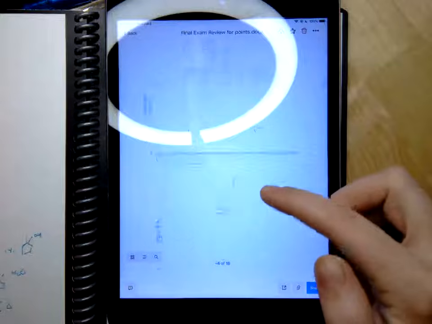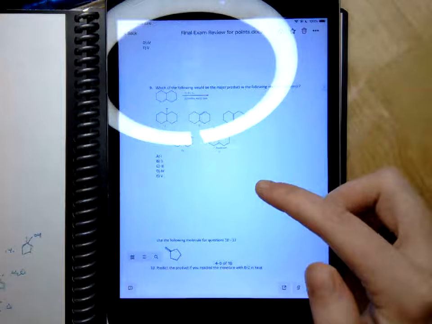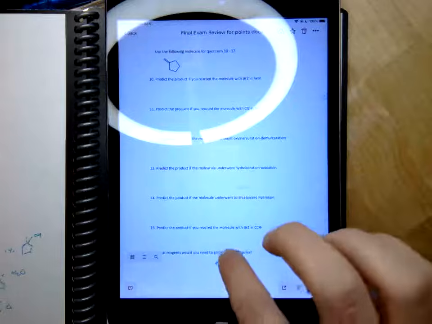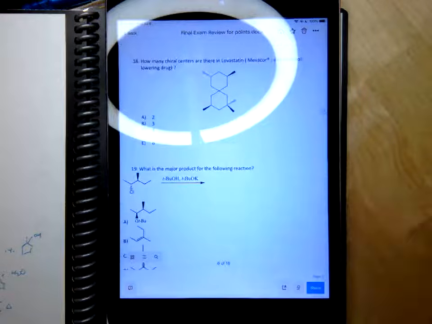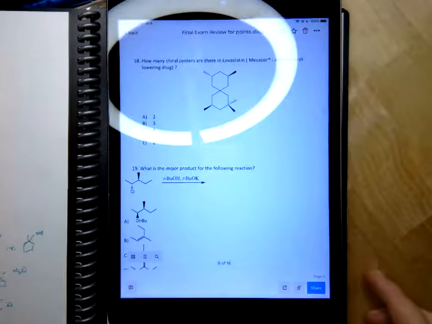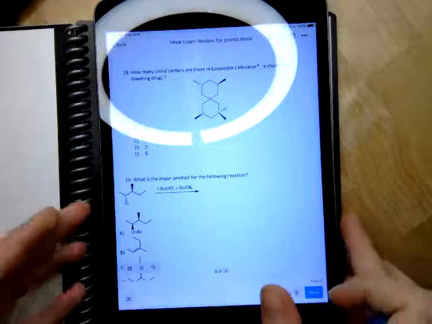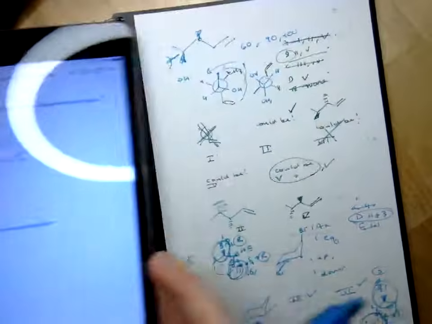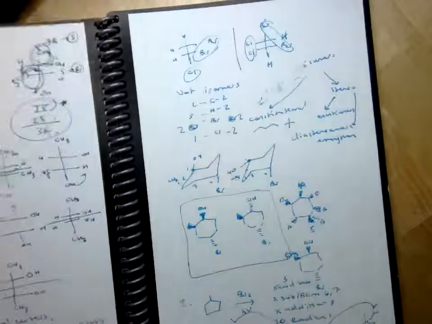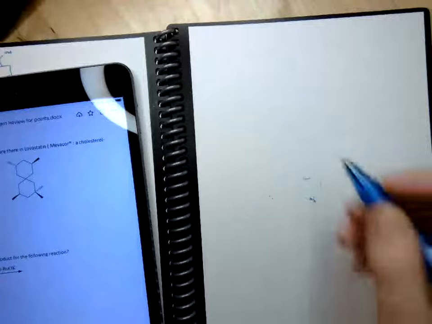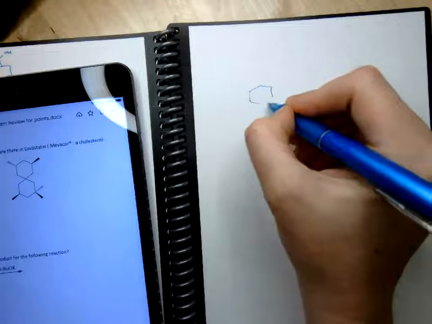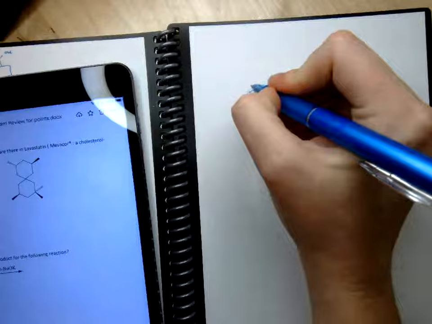I believe I've answered all these questions already, but the question I'm on now was question 18: how many chiral centers are there in this drug? What I usually do on a problem like this, and I still am going to write it out, is show how I would approach this. So it looks like this.